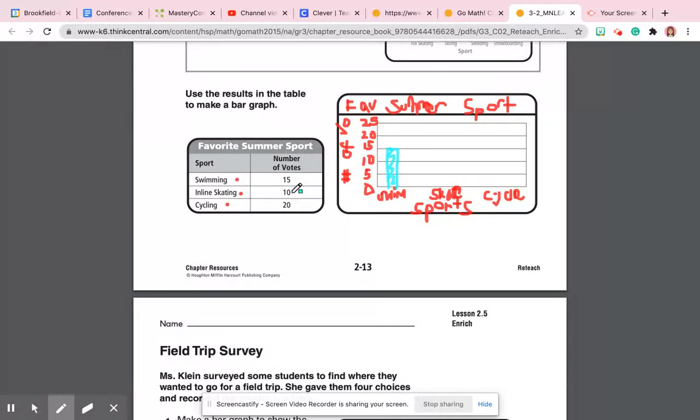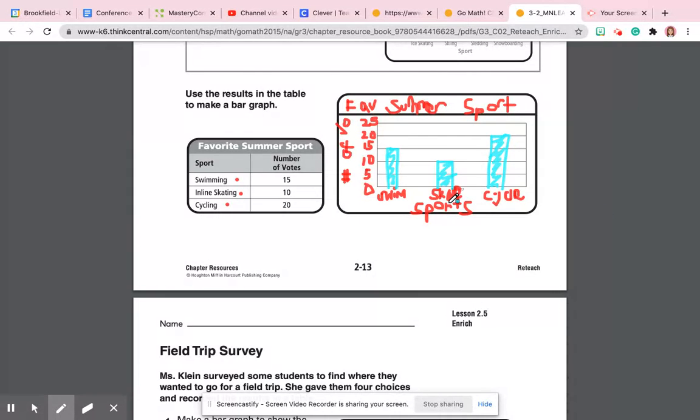Inline skating goes up to the number 10. Find the number 10 over here. Now we're going to go over, over, over, over, over until we get up above skating. And we're going to stop there. You're going to fill this in better than Miss Miller is. And then for cycling, we need to get up to the number 20. So I'm going to find the number 20 on my scale, go all the way over, follow the line, till I get above cycling. And then I would draw my bar above cycling and fill it in.